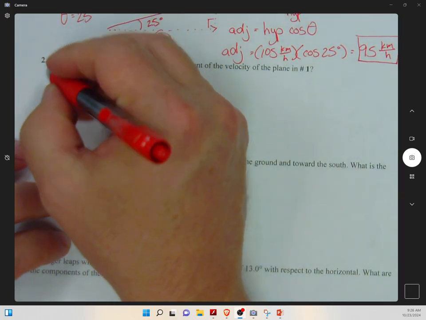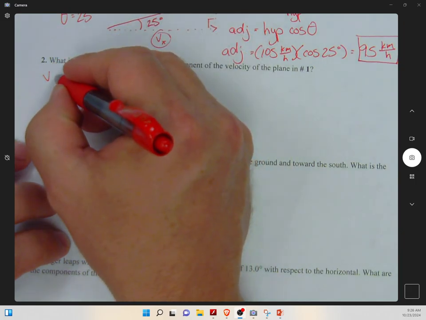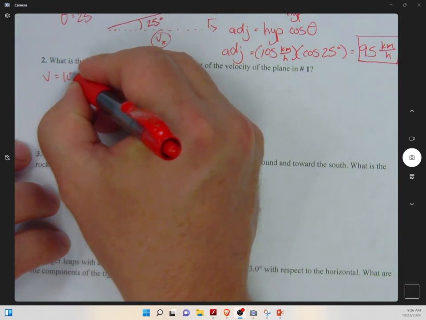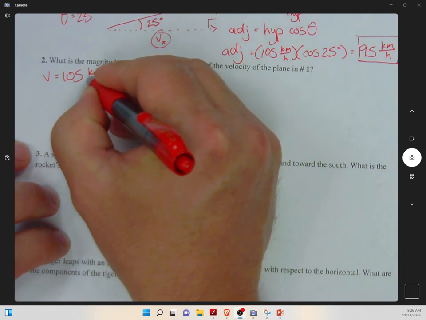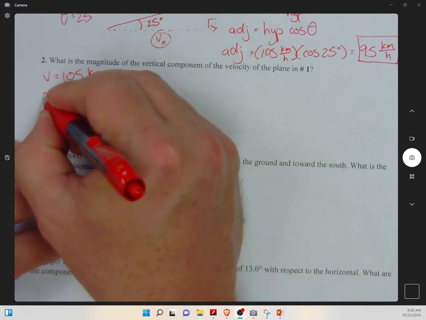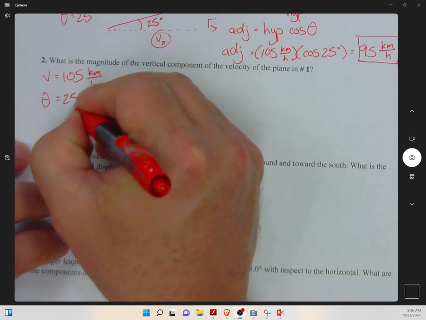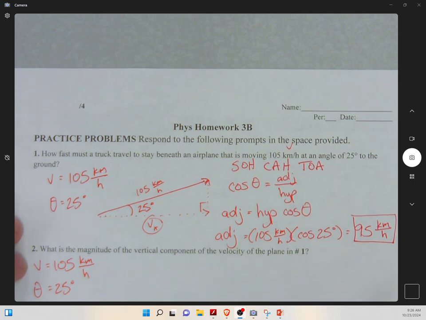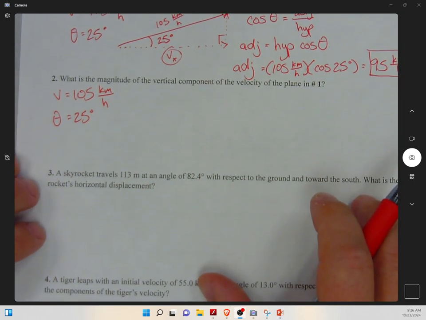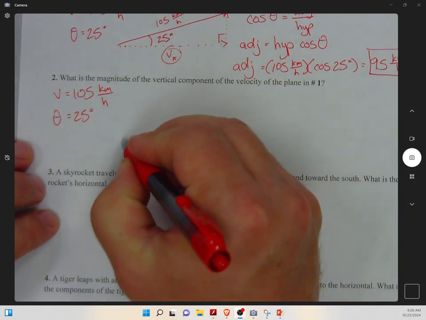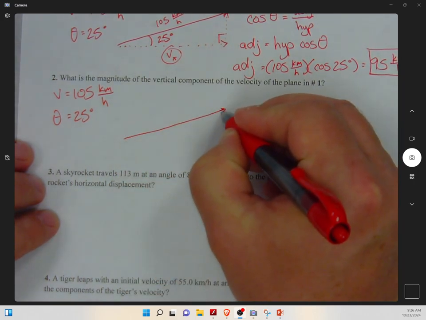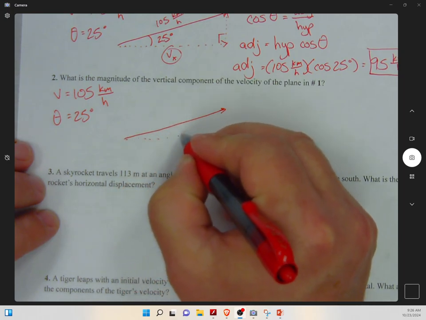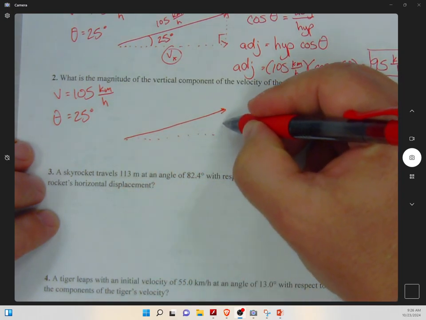So we still know that the velocity of the plane is 105 kilometers per hour, and the angle to the ground is 25 degrees. If you don't believe me, you can go back and check this problem that we just did. Draw my triangle.